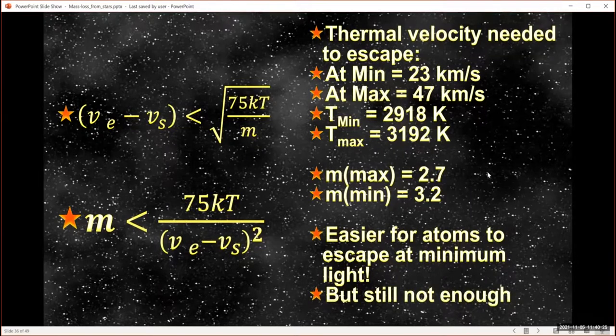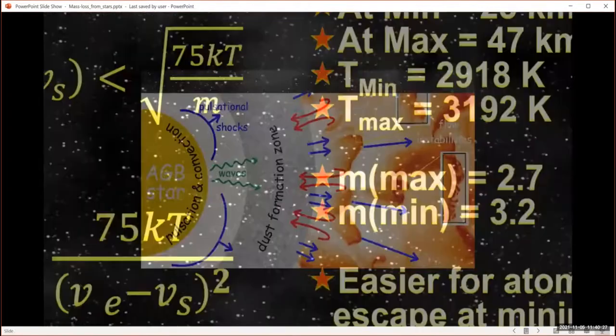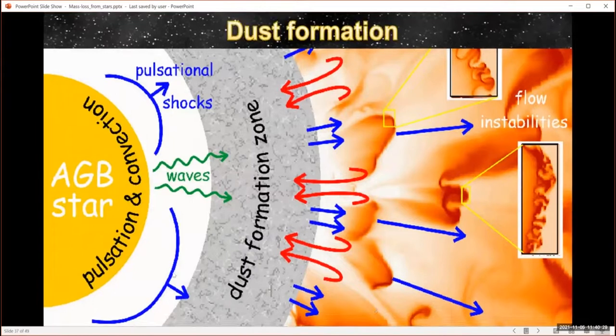So we need something else. What is that something else? That something else is dust formation. So here I've got my AGB star. The star is pulsing. It's pulsing at the surface. That pulsation is pushing material up.